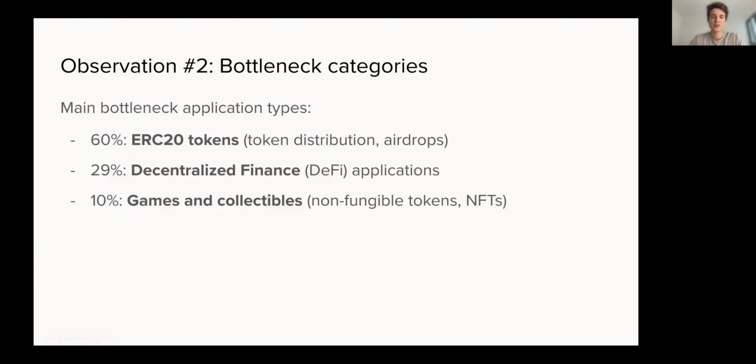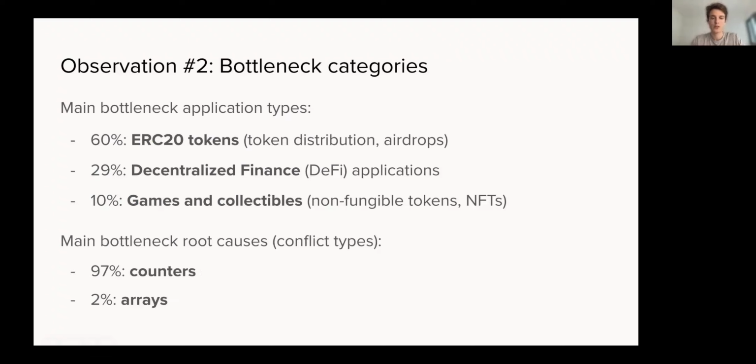As a next step, we try to understand what was the root cause behind these bottleneck transaction chains, as we call them. And we identified 3 main categories of applications. The biggest category is ERC20 token transactions and token distributions. The second biggest one is decentralized finance applications. And the third one is games and collectibles like NFTs. We also looked at the root cause in terms of the programming constructs associated with these storage conflicts.